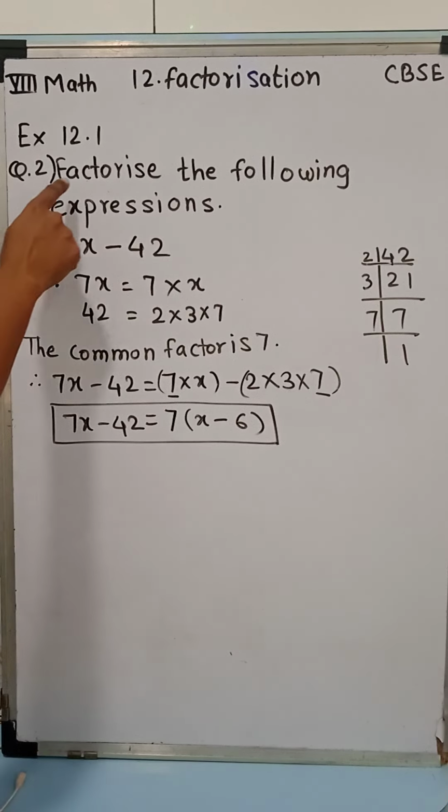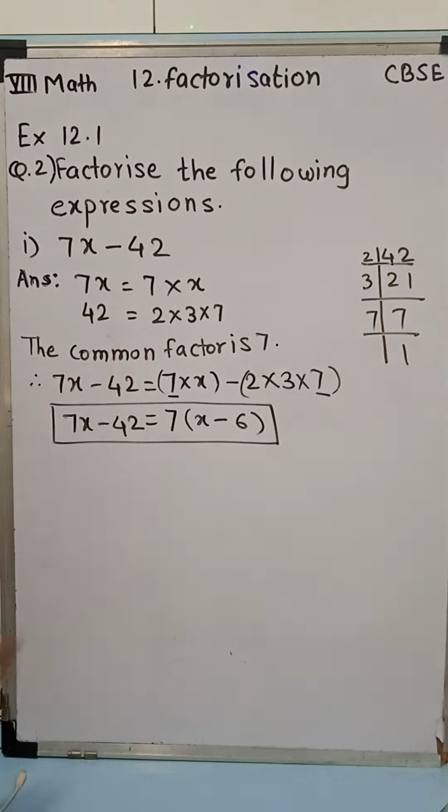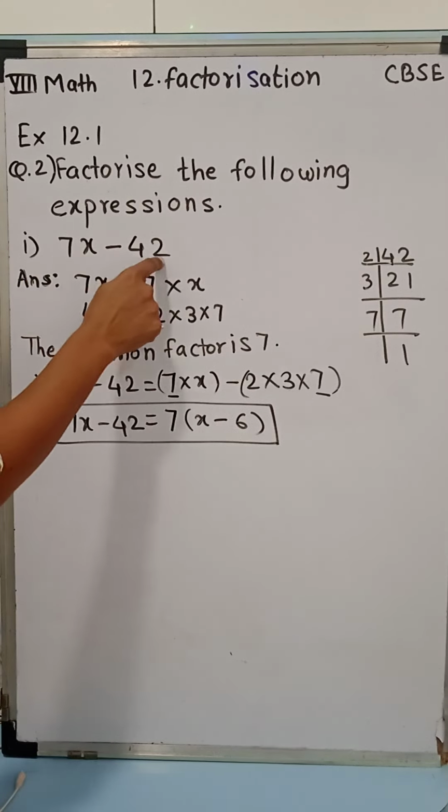Question 2 is: factorize the following expressions. So here we need to factorize. What is factorization? We need to get the factors of the given expression. So the first example is 7x minus 42.